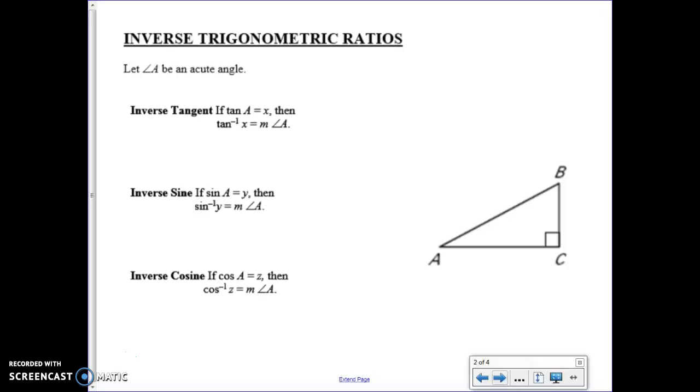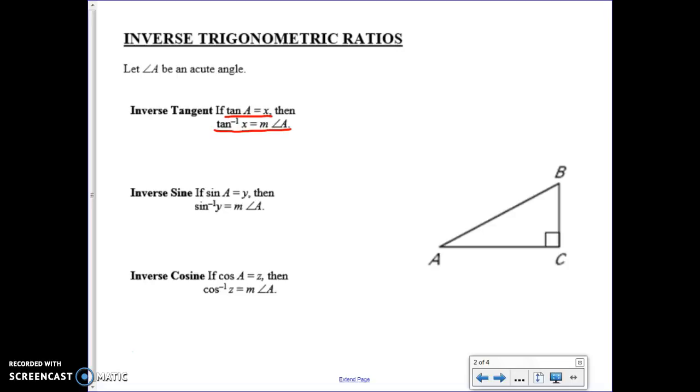But there is a way to separate them, and you may have noticed this button on your calculator. It is the inverse of each of those functions. Inverse means doing the opposite. So if we take the inverse of our tangent, we can get to that angle measure. Notice here with the inverse tangent, we have the tangent of A equals X, and then they switch places. The inverse tangent of X equals the measure of angle A. So really what we're doing is taking the inverse to both sides and it's canceling out.